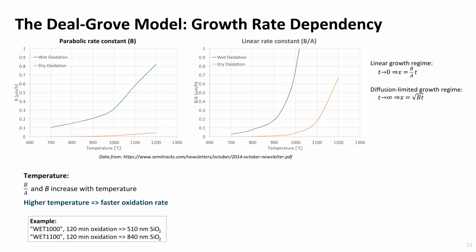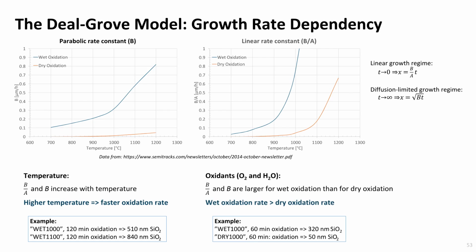This means that the oxidation rate for both wet and dry oxidation is dependent on the temperature. The higher the temperature is, the faster the oxidation rate is. This also means that for a given time, the higher the temperature, the thicker the oxide layer that is grown.